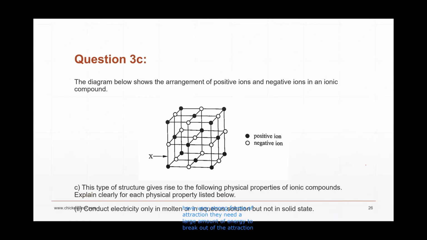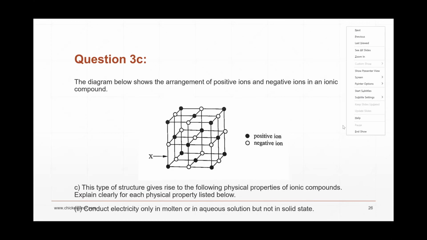Next one. Okay. This one, they say, explain clearly why it conducts electricity only in molten or aqueous state, but not in solid state. Explain. So that means they expect something more in detail, like how you did it for the earlier question.